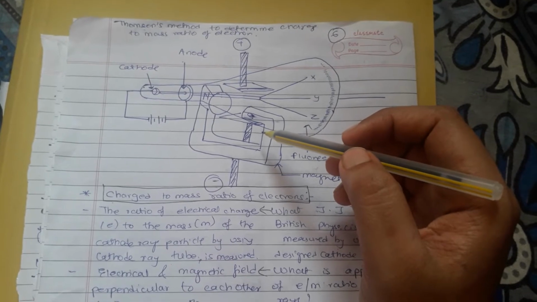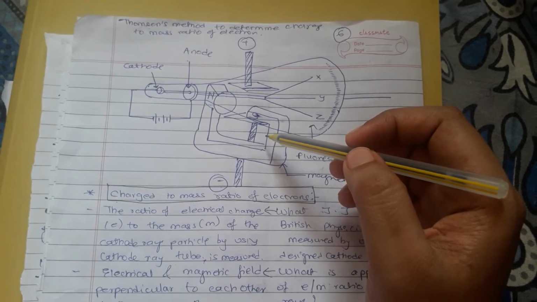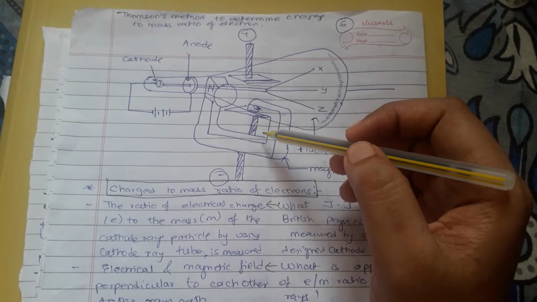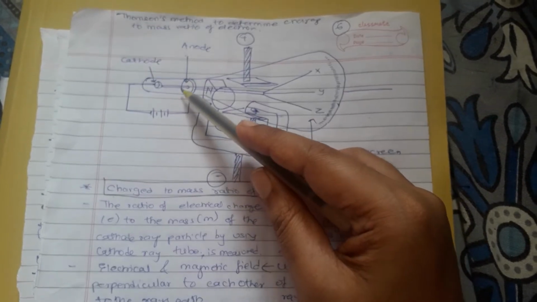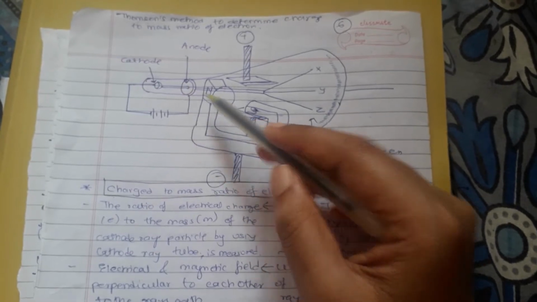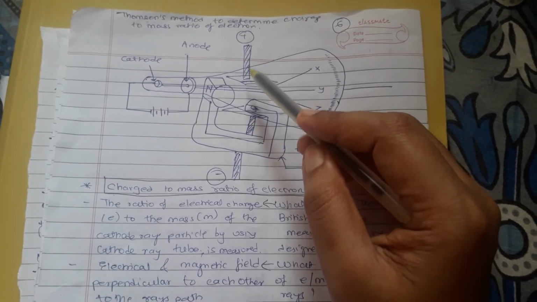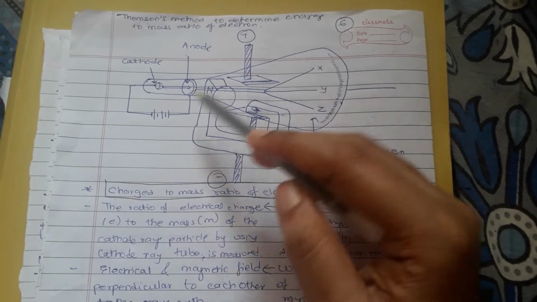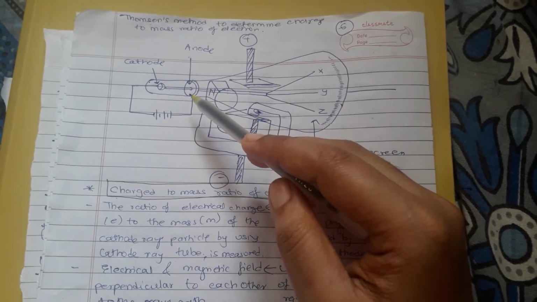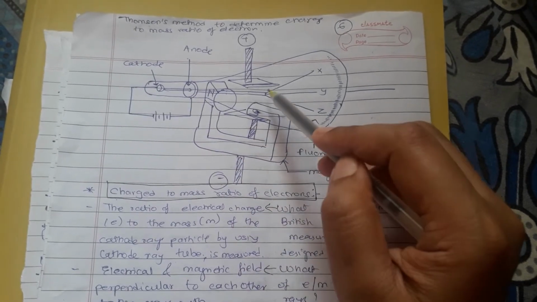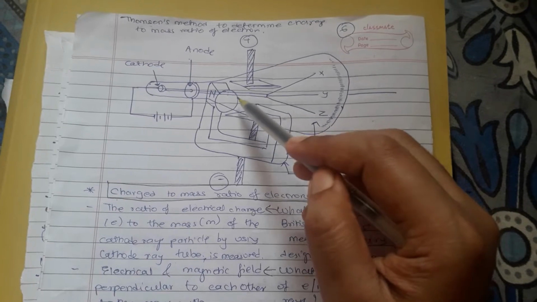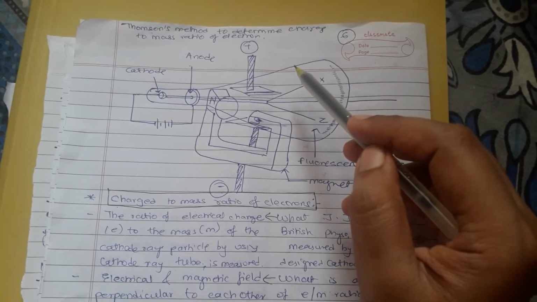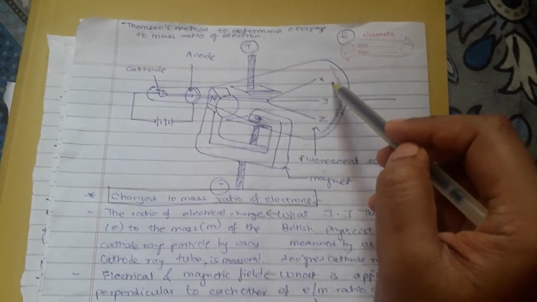Now, when a fixed strength electric field is applied, the cathode rays are deflected towards the positive electrode and strike the screen at point X. When cathode rays are emitted from the cathode in the presence of an electric field, the path of the rays gets deflected. They do not travel in a straight line, but are deflected because of the electric field, and strike at point X.